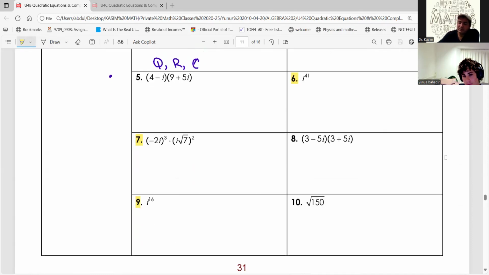Yunus, do question 6. I'll give you 30 seconds. Wasn't there a way to do this? Yeah, last time we did this, right? You remember? What is i to the power of 4? It is 1, right? So this i to the power of 41, we can write as i to the power of 40 times i. And from here, we know that i to the power of 4k is also equal to 1. So that's equal to i. Oh, I remember. Yeah. Now do question 7.